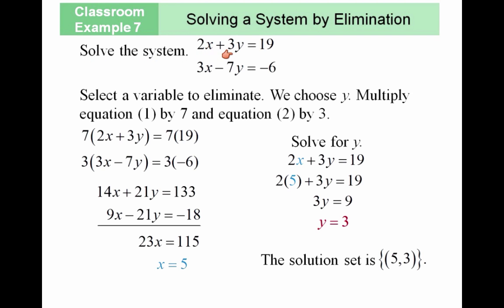Here we have: solve the system. 2x plus 3y equal to 19. 3x minus 7y is equal to -6. As you see here, the coefficients of x and y are not equal or opposite. So we have to select a variable to eliminate. It's really up to you. Let's choose y. Let's eliminate y.